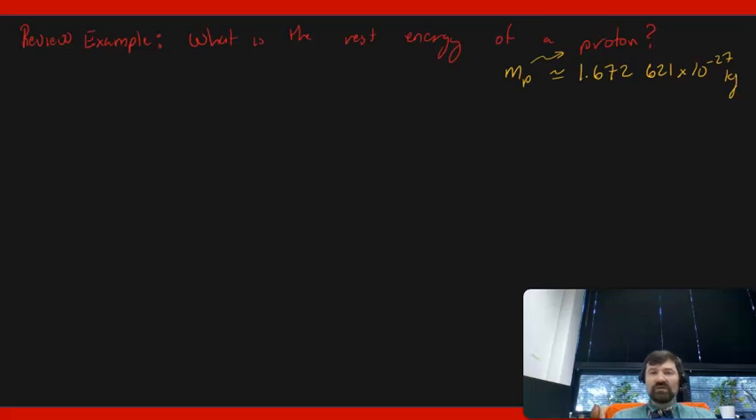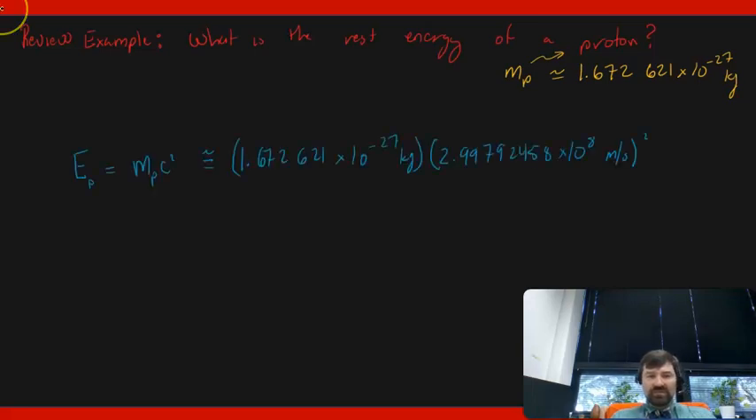Well, we know that the mass of a proton is approximately this number. There are of course more digits. We can plug into the Einstein equation, which gives us E is m_p times c squared, and so we multiply this mass times c squared. That gets us an energy in joules.